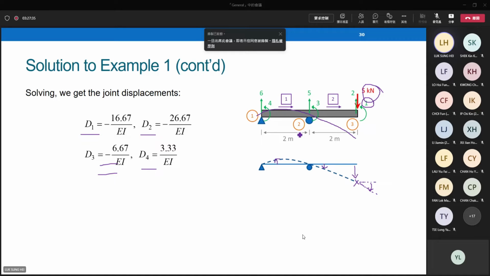So this is how you can check your answer roughly using maybe 10 seconds. At least you know the direction is correct. The numbers, no choice, you have to do the detailed checking.